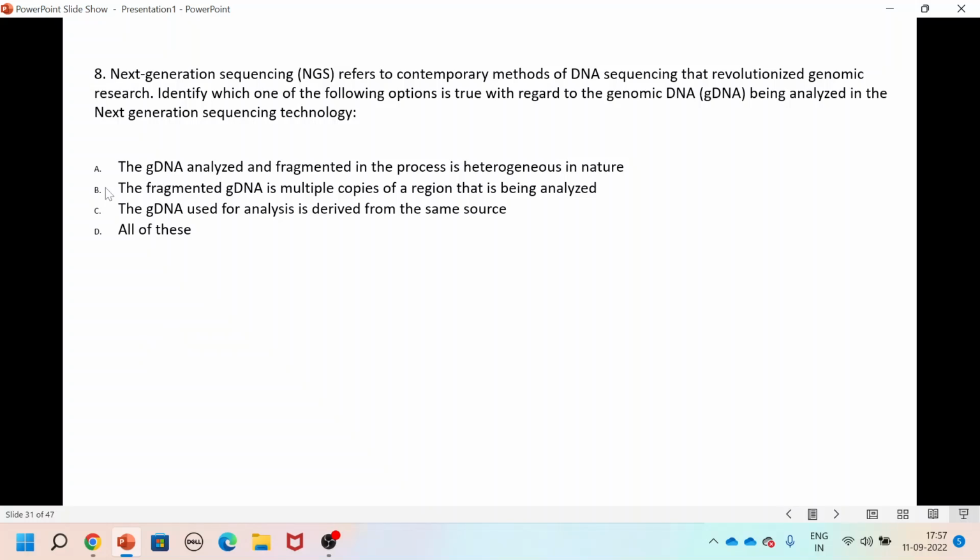So option A is the gDNA analyzed and fragmented in the process is heterogeneous in nature. The fragmented gDNA is then multiplied in various number of copies of a region that is being analyzed, and the genomic DNA used for the analysis is derived from the same source.